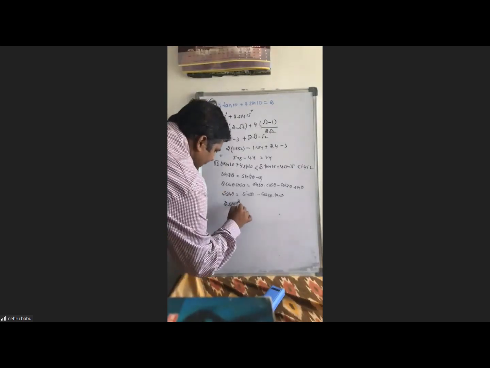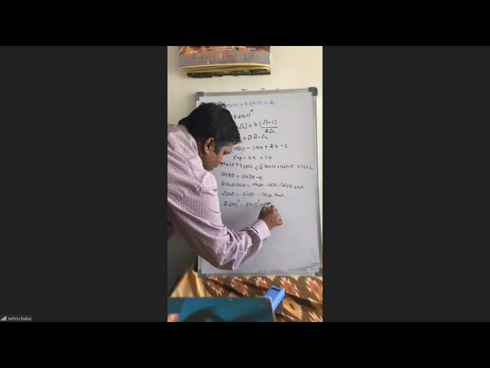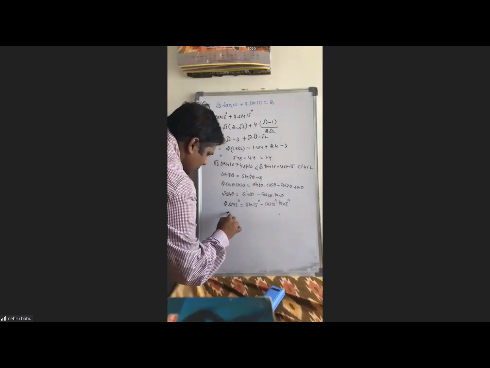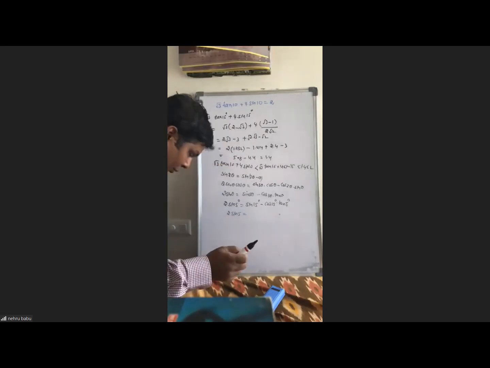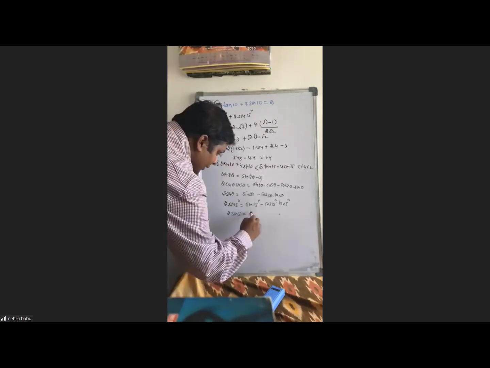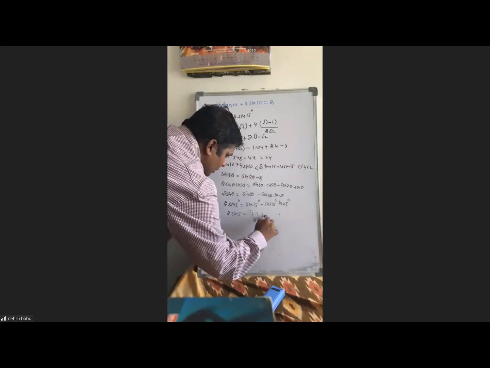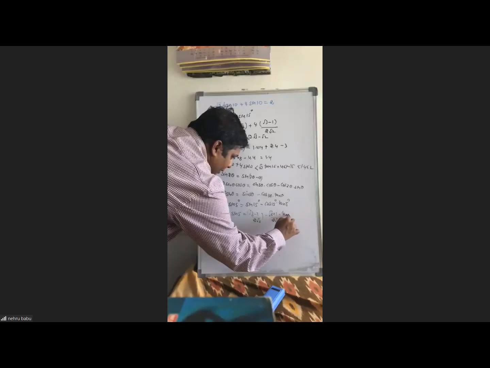2 sin 5 degrees equals sin 15 minus cos 15 degrees into tan phi. So 2 sin 5 equals 4 root 2 only. Sin 15 is (root 3 minus 1) by 2 root 2, minus (root 3 plus 1) by 2 root 2 into tan phi.